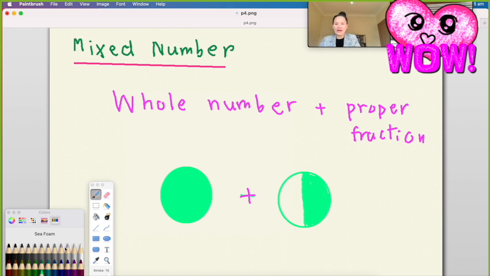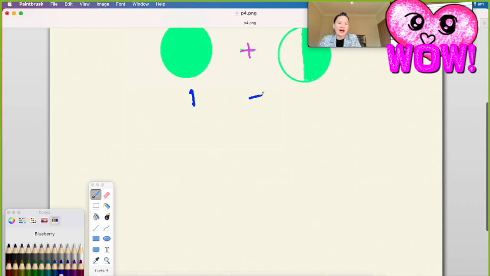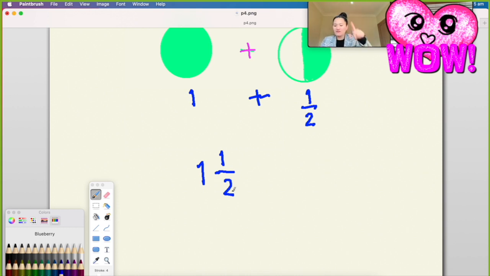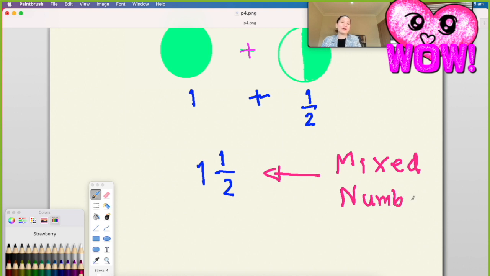So one whole number, all of this one is like 1. And then you plus half, which is 1 over 2. So it is 1 and 1 over 2, or 1 and a half. This one we call a mixed number. Does it make sense? We call this one a mixed number. So again, a mixed number is when you have a whole number and then you mix it with a proper fraction.